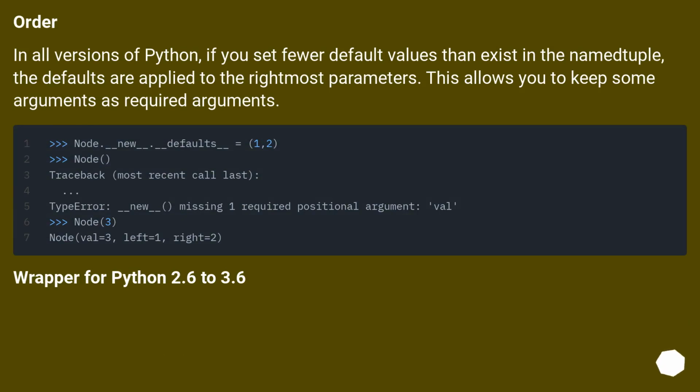Order: in all versions of Python, if you set fewer default values than exist in the namedtuple, the defaults are applied to the rightmost parameters. This allows you to keep some arguments as required arguments.